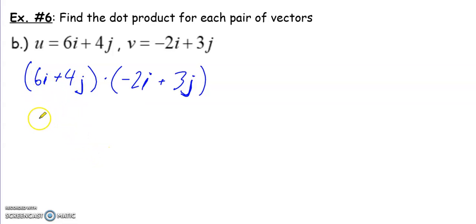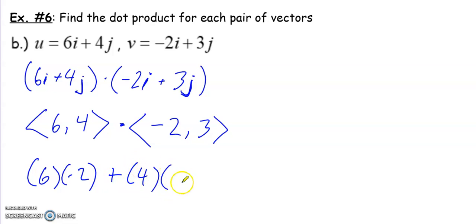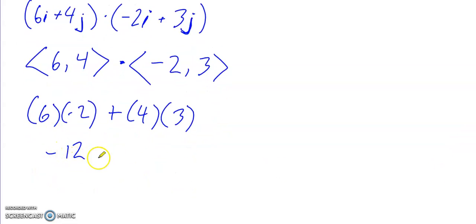Let's write this in component form. Let's write it as <6, 4> dot, use the right notation please, <-2, 3>. So there I've got my vectors in component form. So we're going to multiply the first parts, 6 and negative 2, and we're going to add that to the product of the second parts, 4 and 3. So that's going to give us negative 12 plus 12, which is a dot product of 0. A dot product of 0.